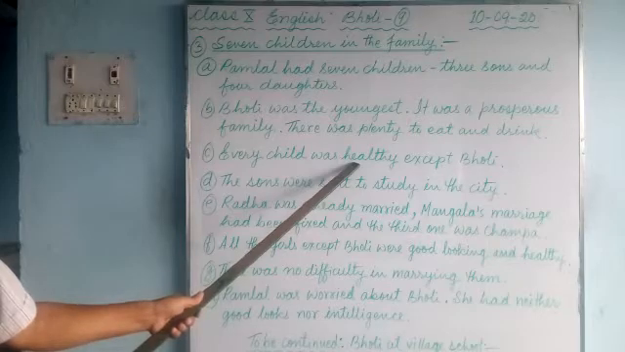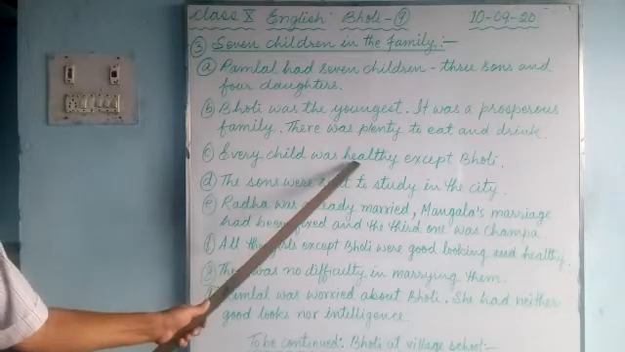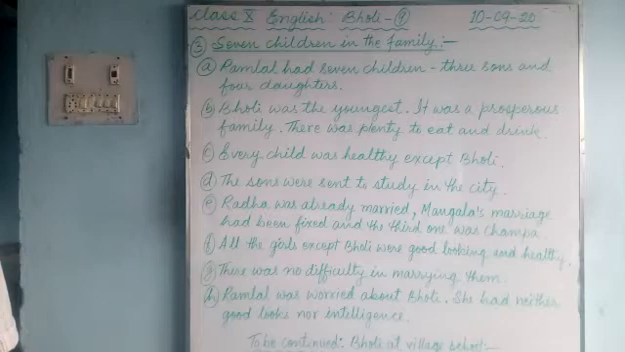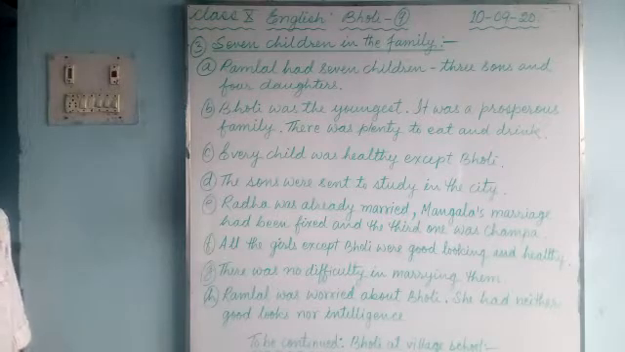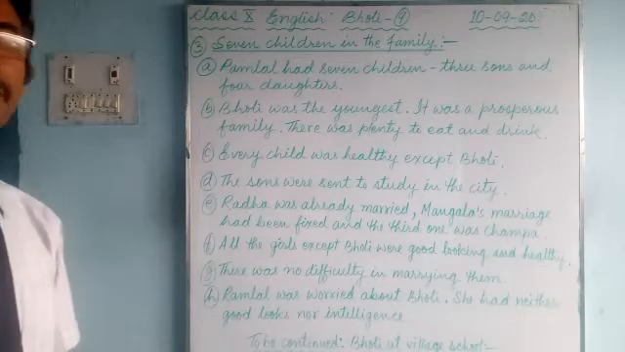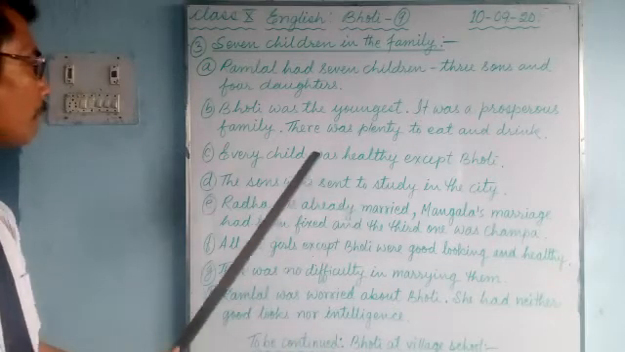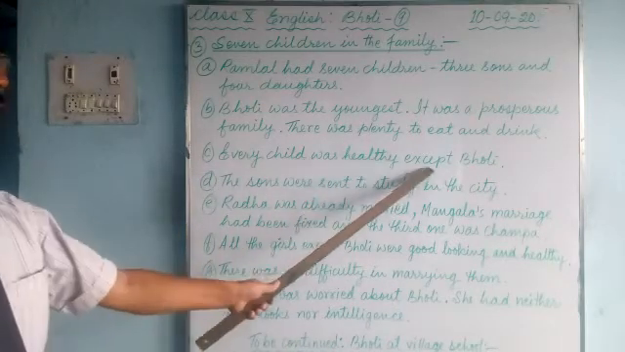Among all the 7 children, all of them were healthy except Bholi. Bholi was weak. As we have learned, she started speaking when she reached the age of 5. She was quite abnormal. When she started speaking, she started stammering. She found it very difficult to speak, and the village children made fun of her. That's why she spoke very little. Every child was healthy except Bholi.